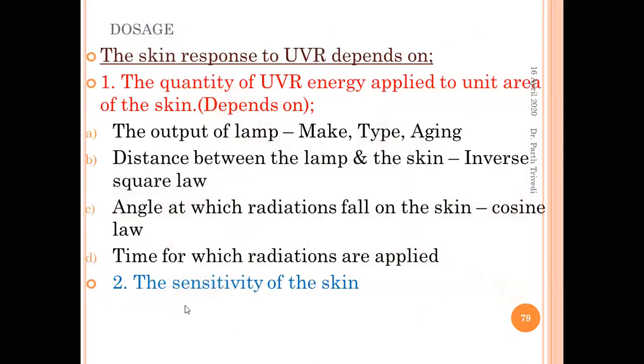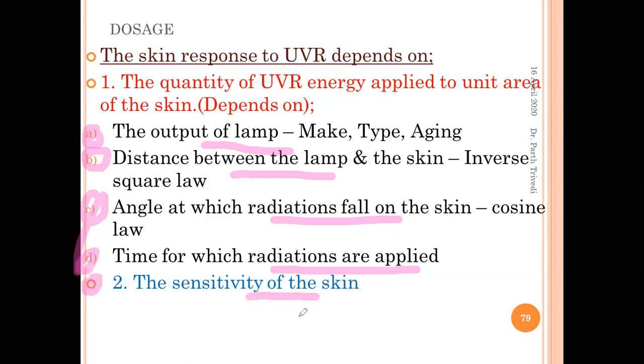Yes, as I said, the dosage depends upon how much the output of the lamp, the distance from the lamp, the angle at which radiation is given, the sensitivity of the skin, and time. So these are the five parameters on which the skin response to UVR depends, and it is very important, my dear students, to understand this, because it is meaningless to find out the average output of the lamp.